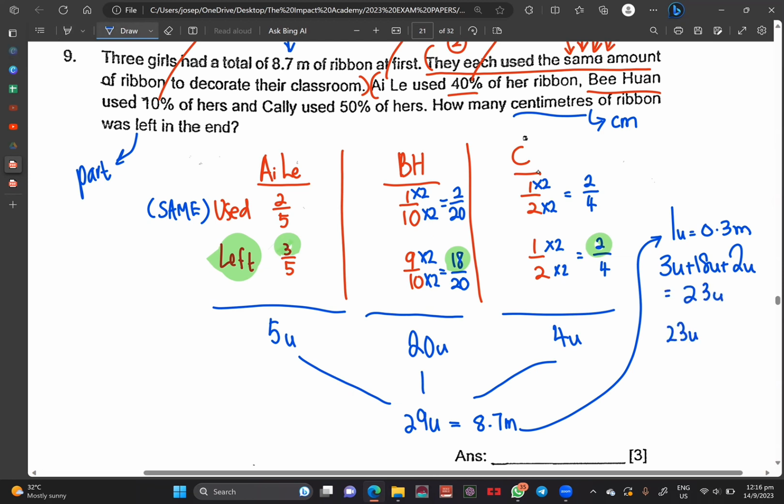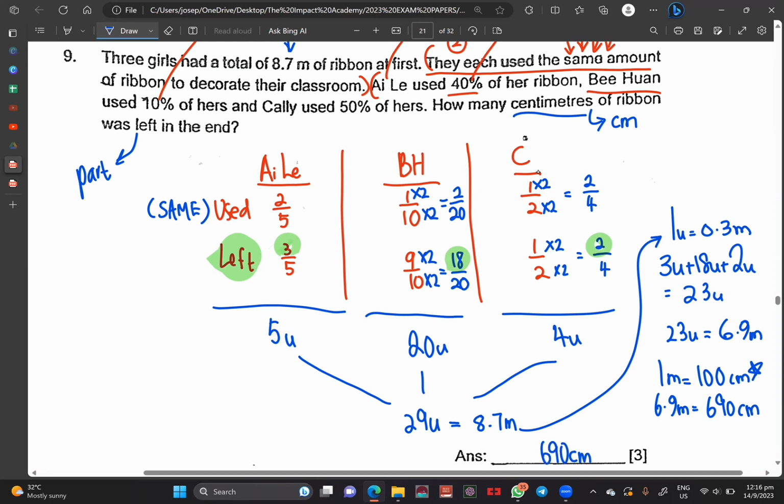So if 1 unit is 0.3, 23 units will then be 0.3 times 23, and we get 6.9 meters. Now I want to change to centimeters. Everyone, please remember that 1 meter equals 100 cm, not 1000. So in order for me to find the answer in centimeters, I just have to do 6.9 times 100, and I'll get 690 cm.